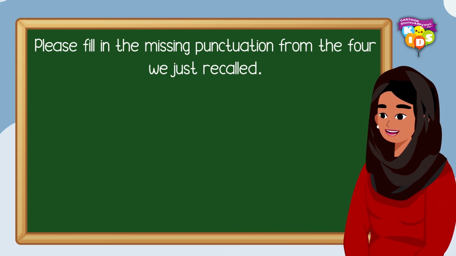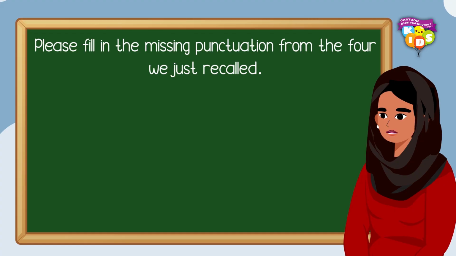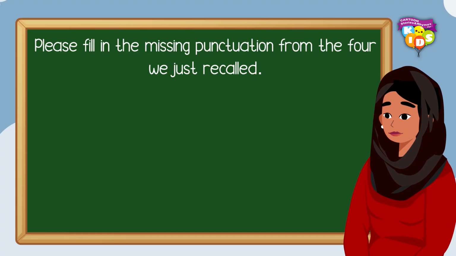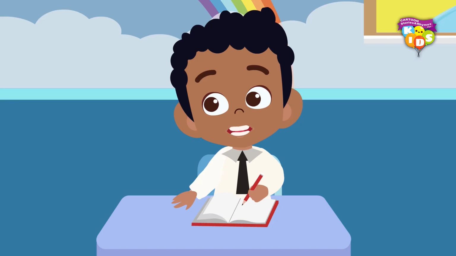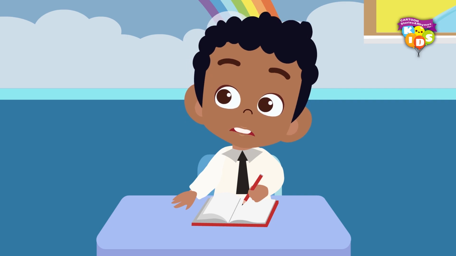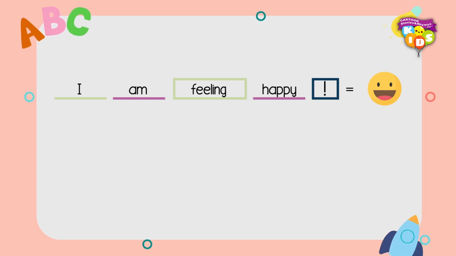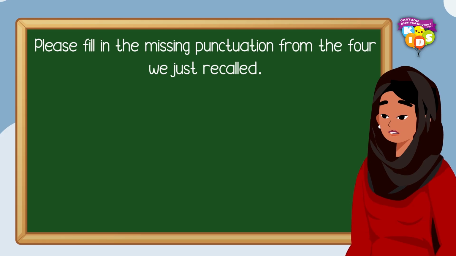May I please have a volunteer? Teacher, I want to start with the first line. Okay, go ahead. Which punctuation mark have you added and why? I added an exclamation mark because the line means the person is feeling very happy. I am feeling happy. Do you all agree? Yes, teacher. Good.